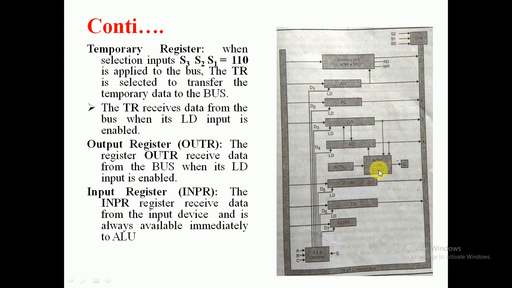Next, the temporary register is selected when this selection input is 110. Then this temporary register is selected and it transfers the temporary data onto the bus, and similarly it receives the data from this common bus when this load input is enabled. And next two registers are the input register and output register. This output register receives the data from the common bus when this load input is enabled.